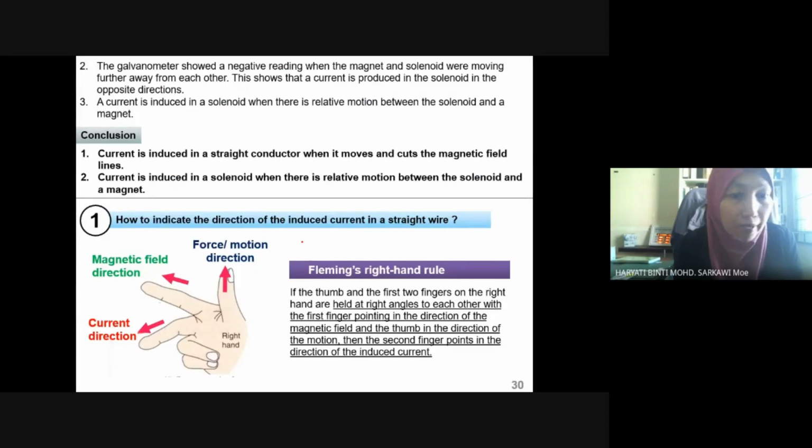So we use the right hand Fleming's rule to determine the direction of current. FBI, like the FBI in the US, Utara Selatan, meaning north south. So you can remember that the direction of the magnetic field is always from north to south. F, B, I: I is current, F is the force. The right hand is also like that; you can label it with the same method.